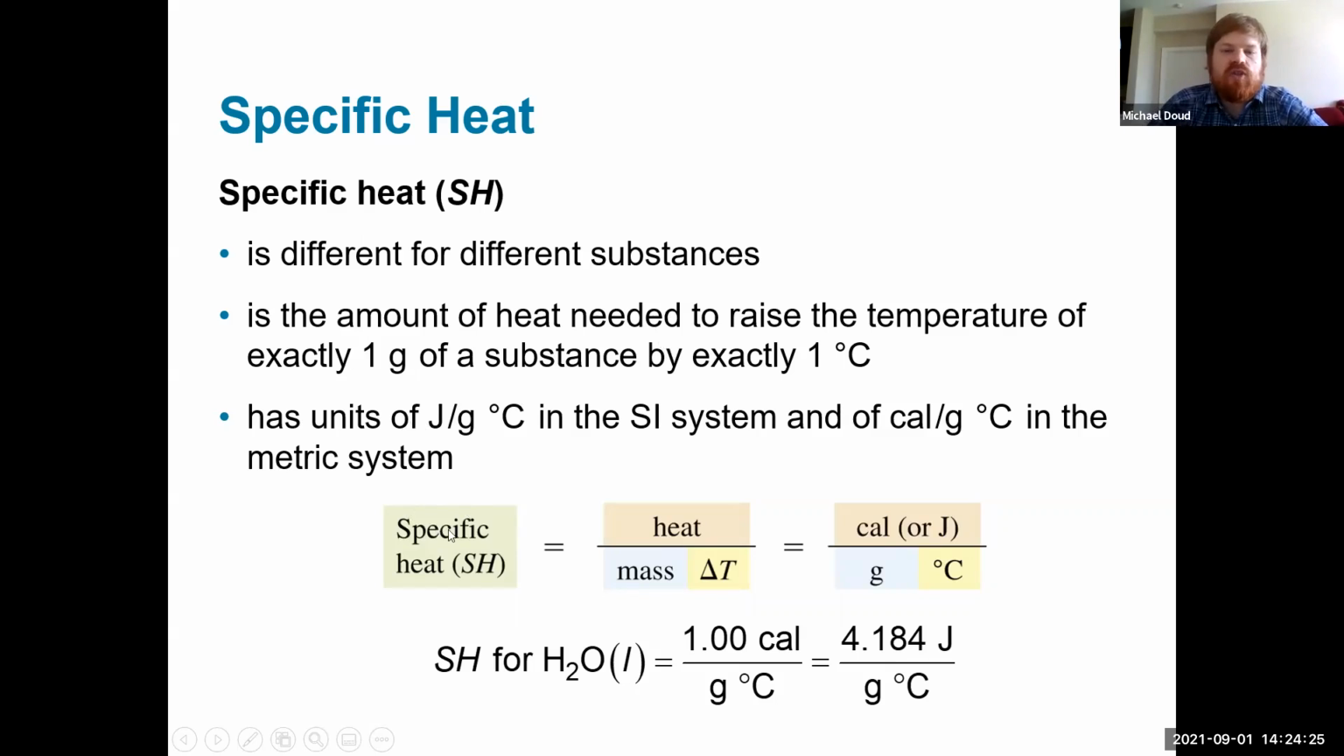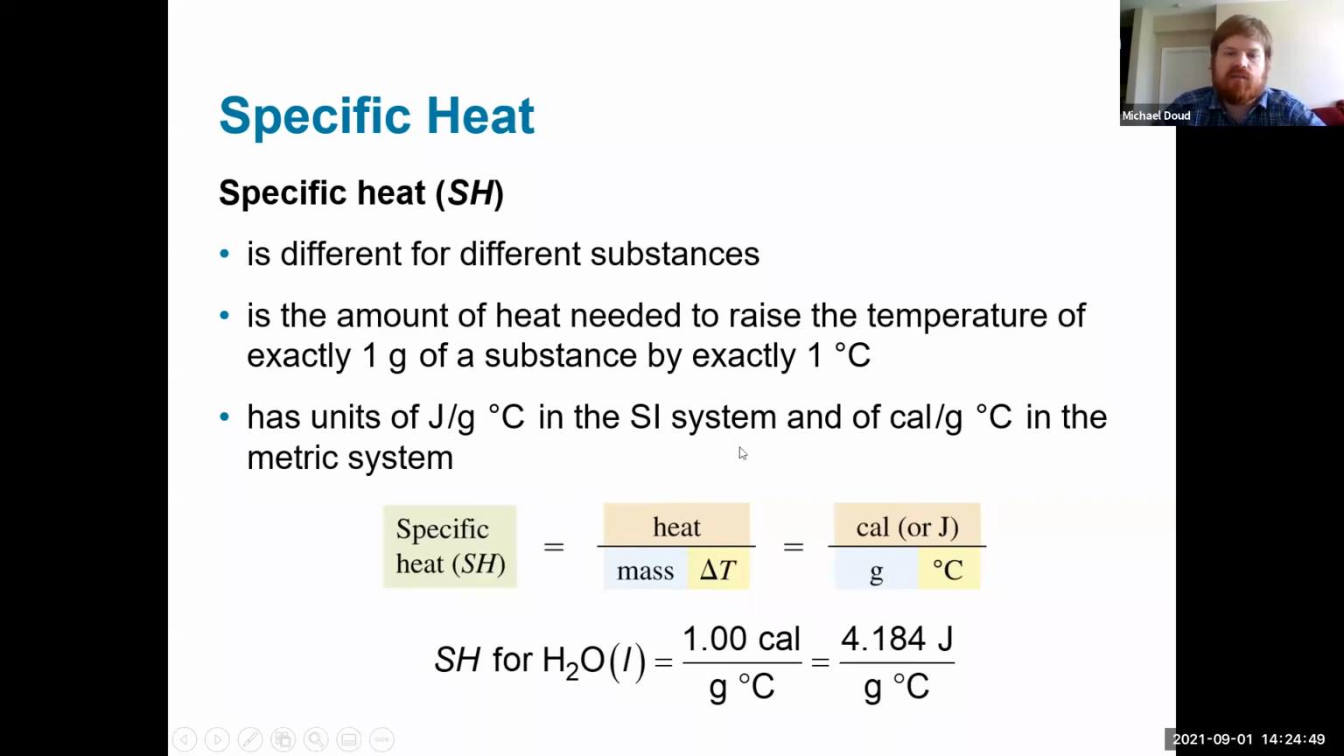So the way that you calculate this, you take specific heat, that's what we're trying to calculate here. It's equal to the heat that's added to the system divided by the mass of whatever object or substance we're heating, and the change in temperature for the substance. This gives us units of joules per gram degree Celsius, or if we're using the metric system, calorie per gram degree Celsius.